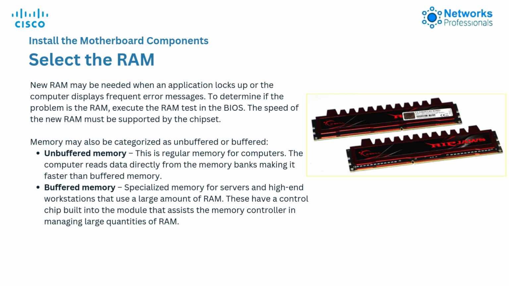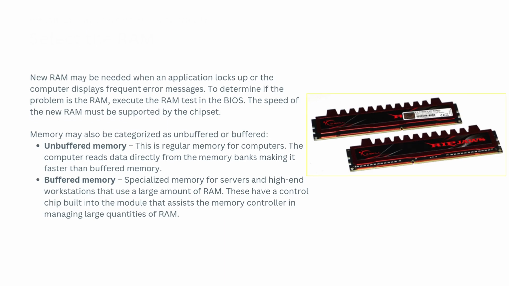Unbuffered memory. This is regular memory for computers. The computer reads data directly from the memory banks, making it faster than buffered memory. Buffered memory. Specialized memory for servers and high-end workstations that use a large amount of RAM. These have a control chip built into the module that assists the memory controller in managing large quantities of RAM.